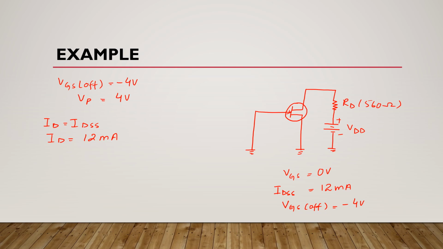Okay, now we know that the voltage drop across the drain resistor will be VRD is equal to ID times RD, because it is Ohm's law. Here this ID is 12 milliamperes and RD is 560 ohms. After solving this, you will get 6.72 volts, which is the value of this VRD.